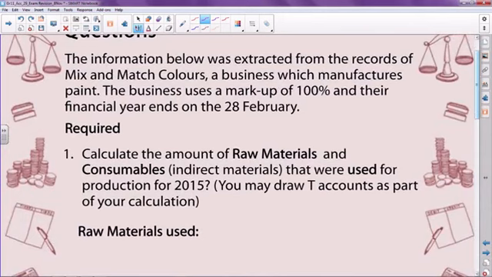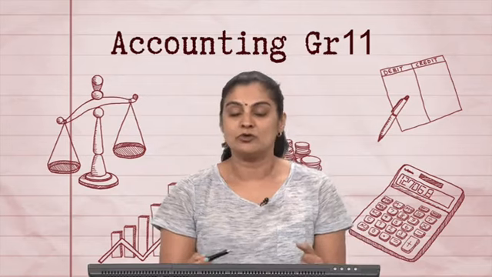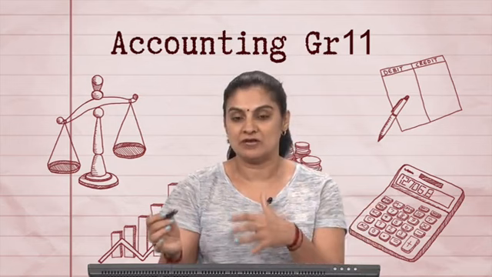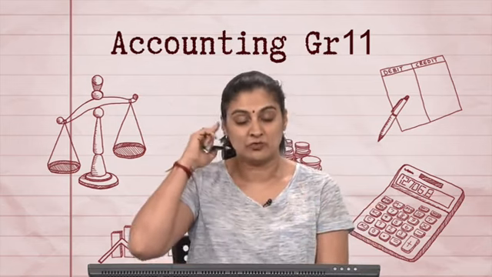So the first question: calculate the amount of raw materials and consumables that were used for the production of 2015. You may draw a T account as part of your calculation. Now, they often do this in grade 12. I know you guys are in grade 11, but remember the grade 11 syllabus is obviously continued in grade 12, or it's regarded more or less as one syllabus, grade 11 and 12 combined.